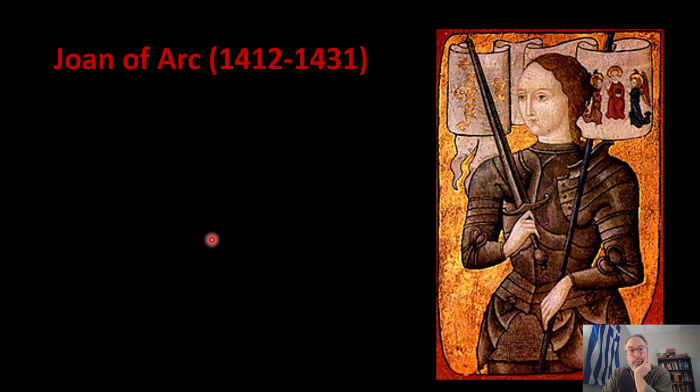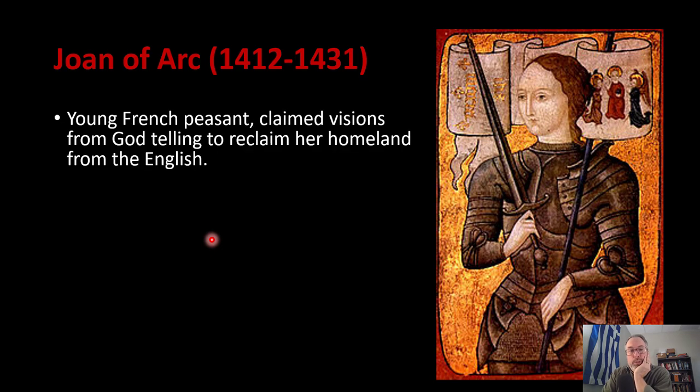Joan of Arc, the famous folk hero, is also from this era. And just a little bit about her story. She's a young French girl, a teenager. And she stands out as a kind of mystic figure. She claims that she has visions coming to her from God that are telling her that she needs to go and fight for her French homeland and to take it back from the English.